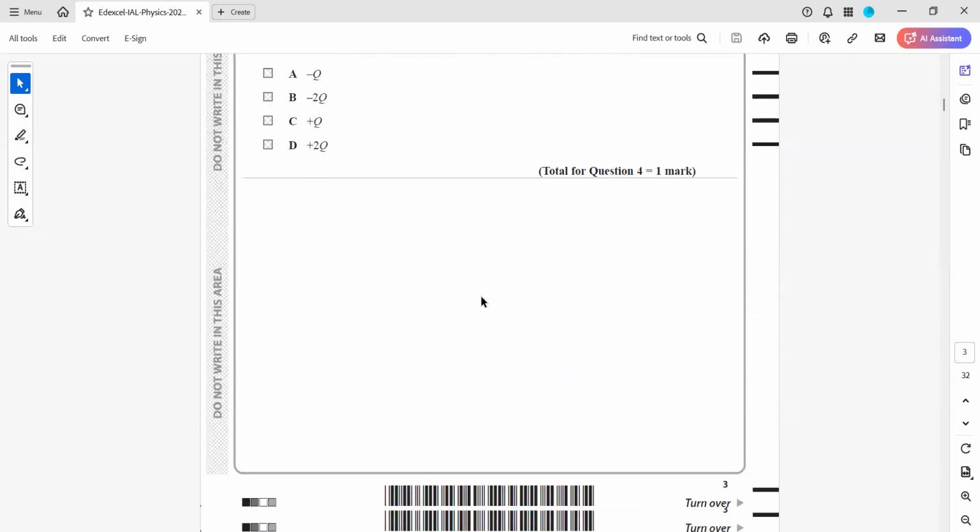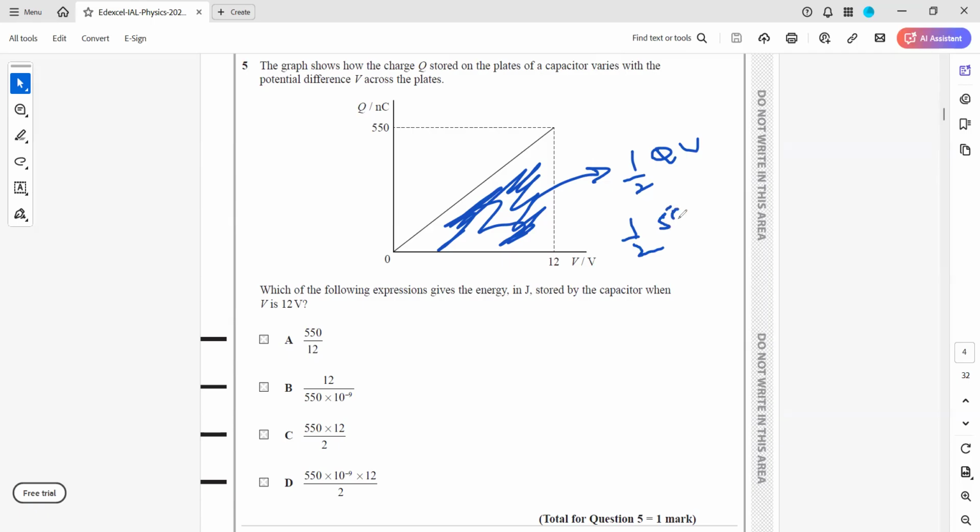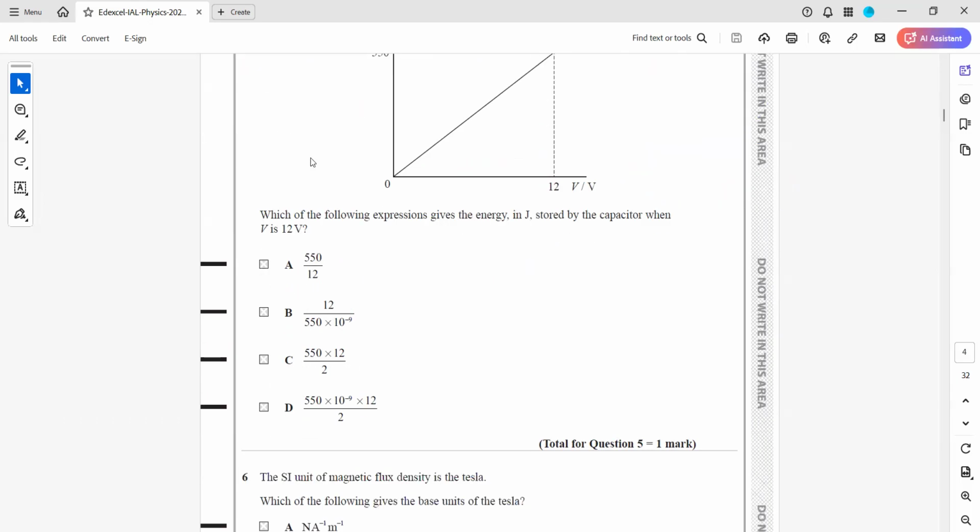As we know, the field lines are closer to each other. Then the graph: which of the following expressions gives the energy in joules stored in the capacitor? The energy stored in the capacitor is the area under the graph, half base times height. So it will be half Q times V. So it is half of 550 nanocoulomb, so 550 × 10^-9, multiplied by the voltage, which is 12. Area under the graph gives us the energy stored by the capacitor.